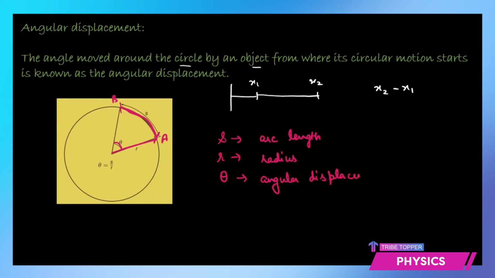In geometry, you have learnt this in junior classes, how are these three things related? The angle is equal to the arc length upon the radius. You can always rearrange the terms to find any of the variables, but angular displacement is S by R, the length of the arc divided by the radius.